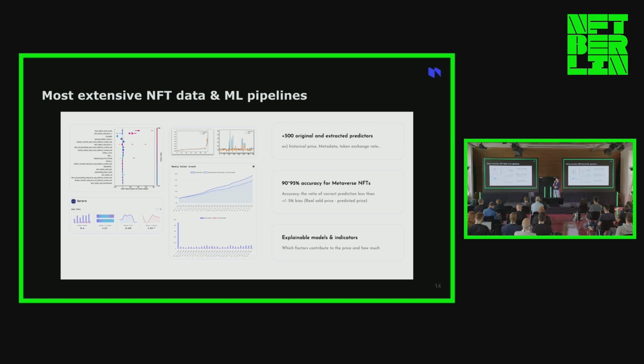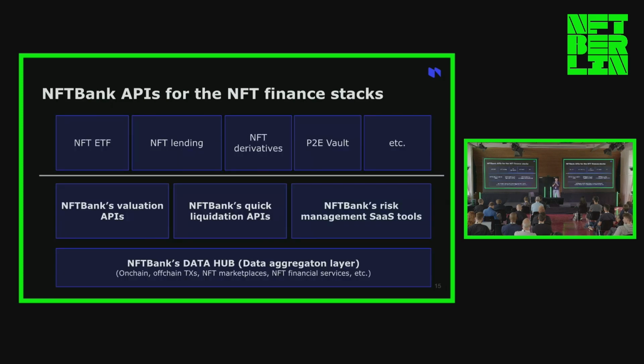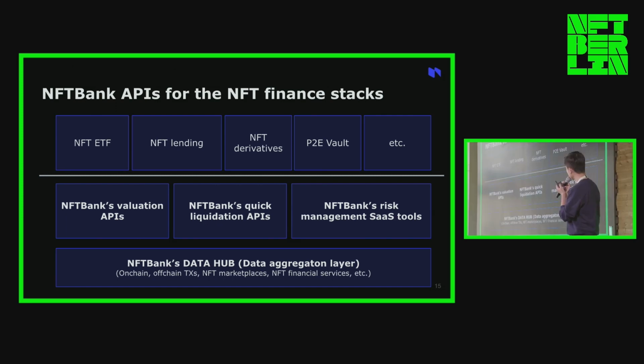And this is the ML model stuff. NFTBank API now supports various NFT financial products and services. On the bottom, we provide NFTBank Data Hub. This is a data aggregation layer that contains all of the on-chain and off-chain transactions and other market data.